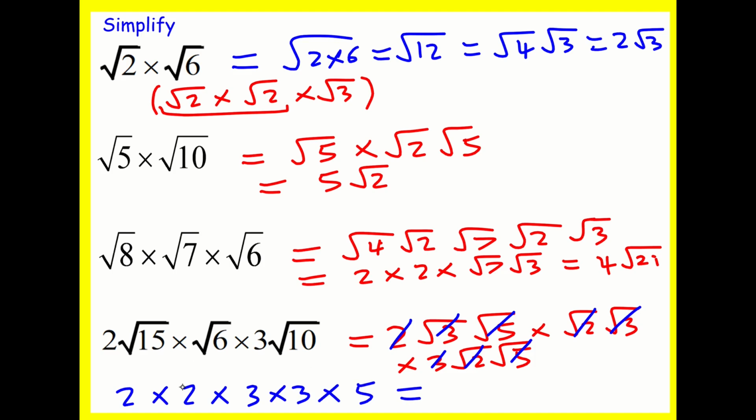So that's going to give me 4 times, actually what's the best way of doing this? Probably best to do 2 times 5 is 10. 10 times 9 is 90. It's going to be 180, which you might not have expected to start with. So be aware of that. If you did 15 times 6 times 10 and then simplified the surd, that's going to take a lot longer. This is a much quicker method.